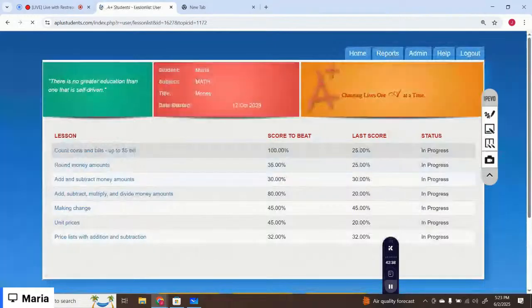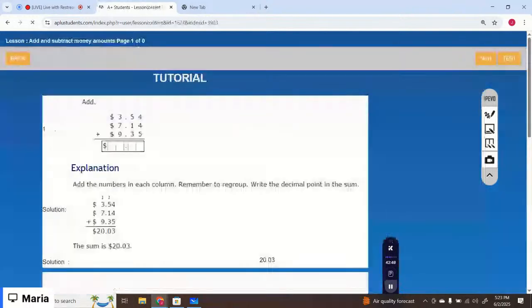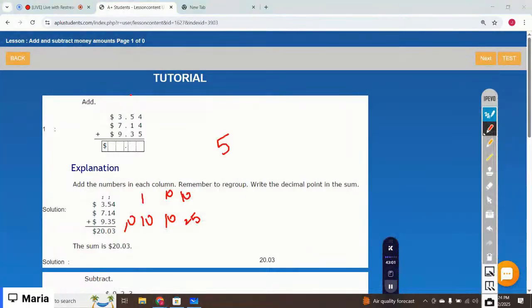The next lesson is add and subtract many amounts. You can add and subtract many amounts the same way we add numbers, right? So let's just start with: add 0.54, 7.14, and 9.15. You need to add exactly the same way we add numbers.